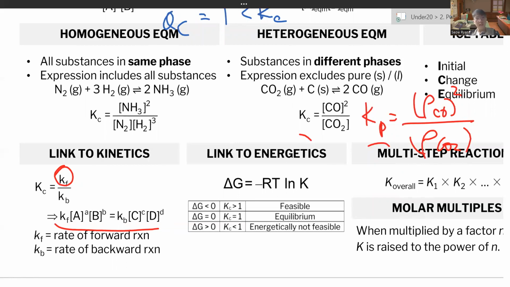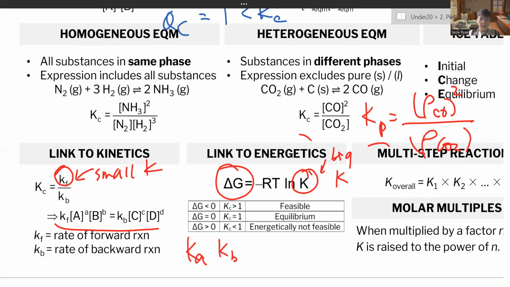We can link this to energetics by finding the Gibbs free energy change from the equilibrium constant. This big K, notice this is small k, this is big K. Small k is the rate constant, big K is the equilibrium constant. So this K can be anything, right? When you go to J2, you will look at things like Ka, Kb, Ksp, and so on. So this K can be any of these things. But for the purpose of this video, it is Kc.